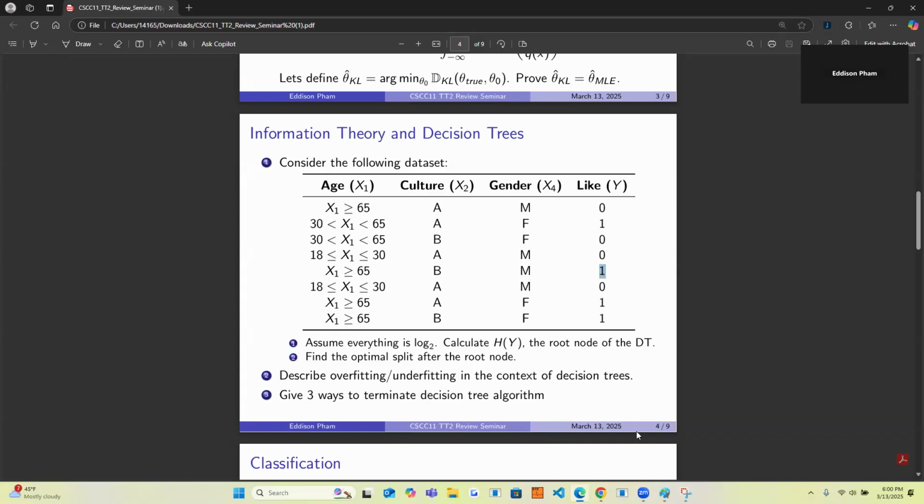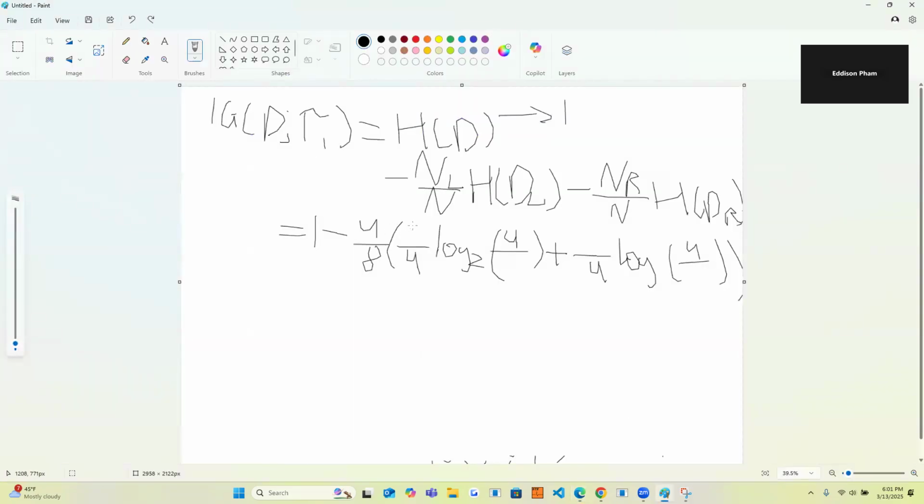Wait, did I make a mistake in my calculations? No, I didn't. So out of all of these, there's 4 out of 8 when x1 is greater or equal to 65. And from there, if we take a subset of these, only 3 of these have ones. And then literally from here, we just take 1 minus this. That's kind of like a cheat code.